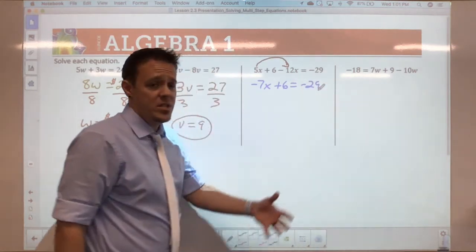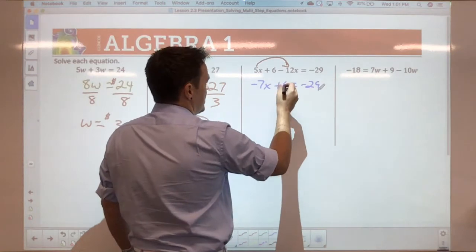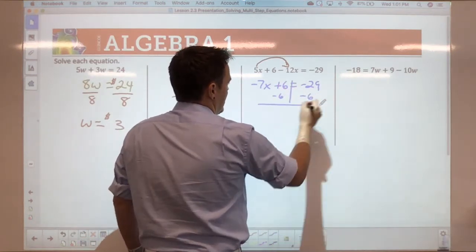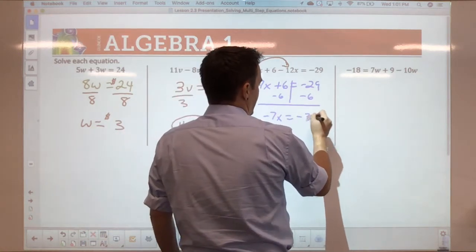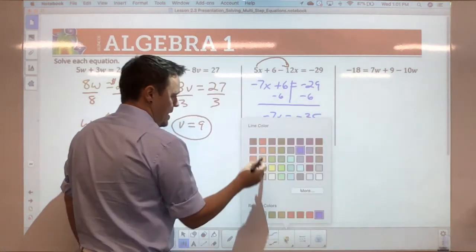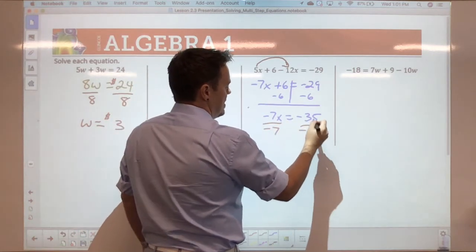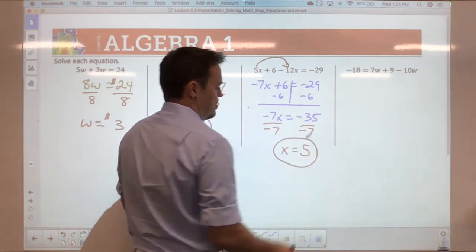And then these equations turn into what we just solved previously, okay? Where you would basically have your setup of negative 6 to both sides, then you have negative 7x equals negative 35, and then you would divide both sides by negative 7. Negative and a negative turns into a positive number.